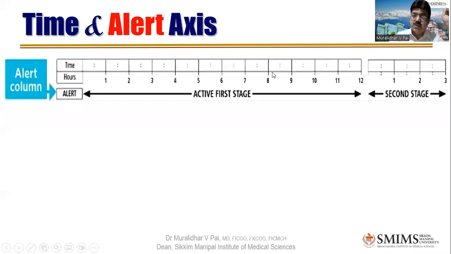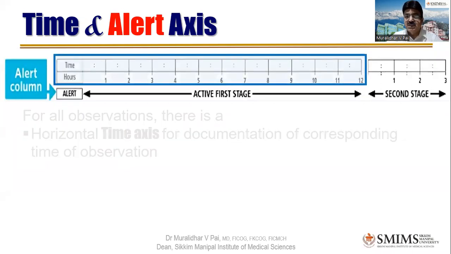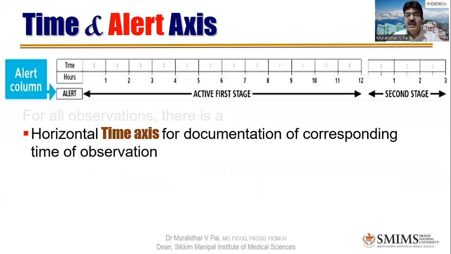So this is the topmost thing where you can see this whole thing is like a timeline, which is 12 hours, because they have given 12 hours for the first stage. From 5 centimeters, they have given 12 hours. So as you can see here, the horizontal time axis, which is boxed in the blue box, is to just note the time. The upper row, you are writing the actual time, and the lower row tells this is at the end of 1 hour, at the end of 2 hours, at the end of 3 hours, 4 hours, and like that.